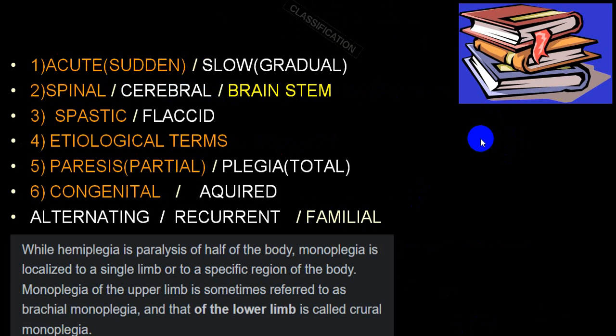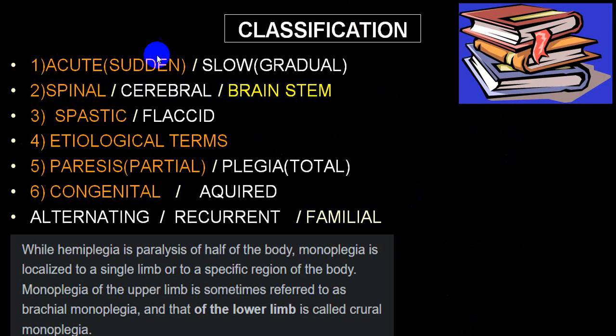Now, as far as terminology is concerned, depending upon the onset, we call it sudden or abrupt onset, or slow or gradual. Slow or gradual onset is usually in a person who comes with thrombotic episodes, while acute episodes are usually embolic, or maybe subarachnoid hemorrhage or intracerebral hemorrhage.